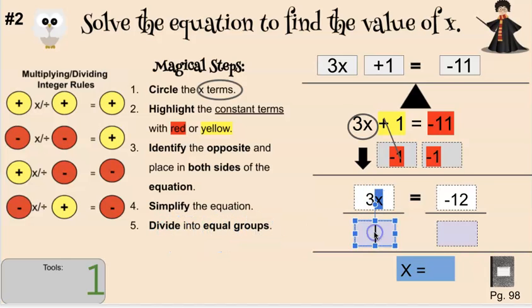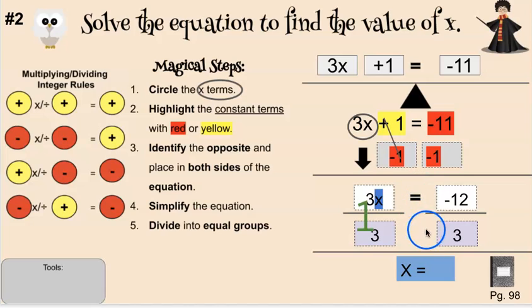Again, my equal groups are going to be by 3. I'm going to have 3 x's, but I want to know the value of 1x. So I'll go ahead and grab my 1. I put it over here because 3 over 3 is going to give me a 1. And now my x by itself.